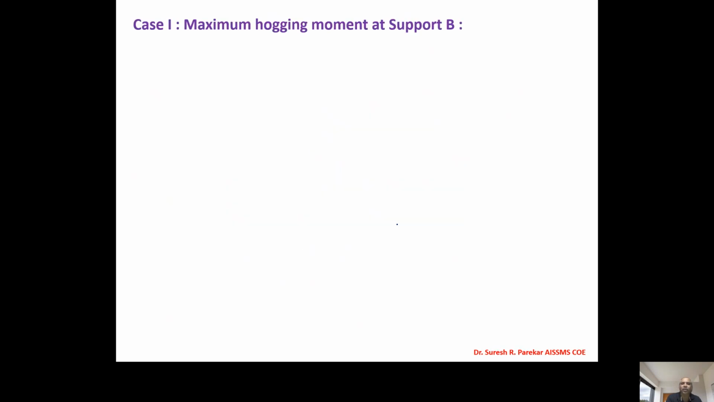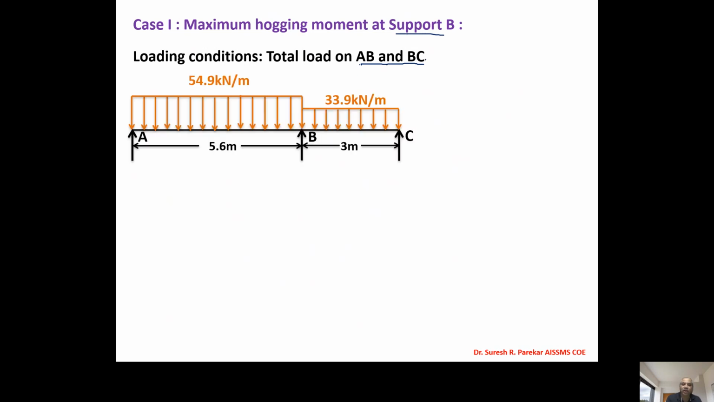Now we have to find the maximum hogging moment at support B. Now the loading condition: we have total load on AB and BC. Whenever we have to find the maximum moment at a support, then we have to apply total load on both spans of the support, and therefore we have applied total load on AB and BC. So we have the diagram in this way. Now we will go to the moment distribution method.